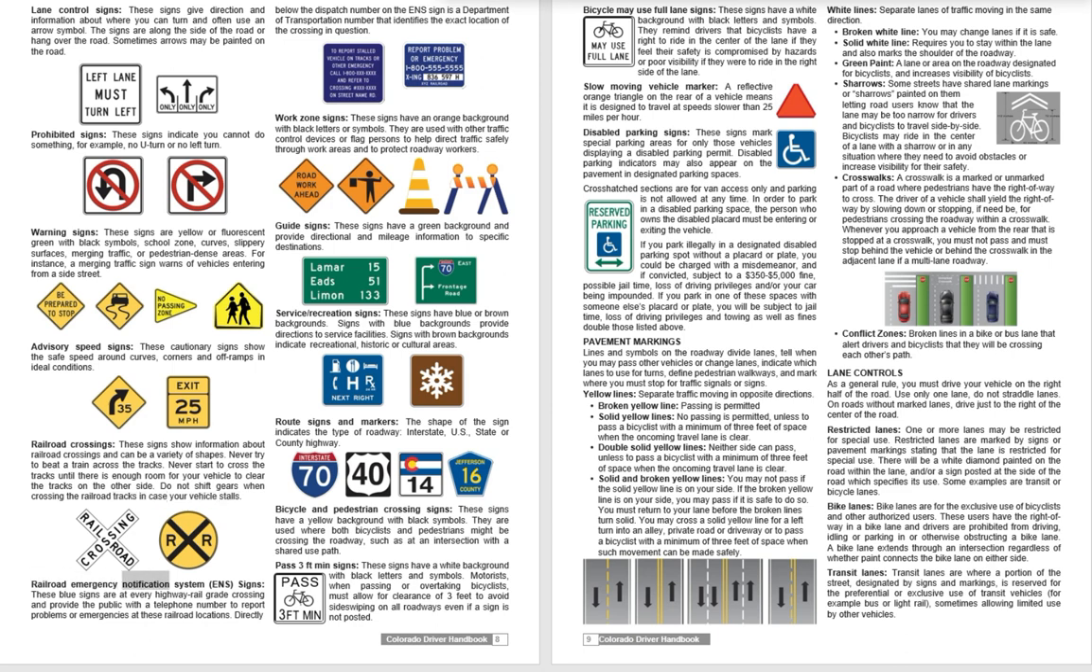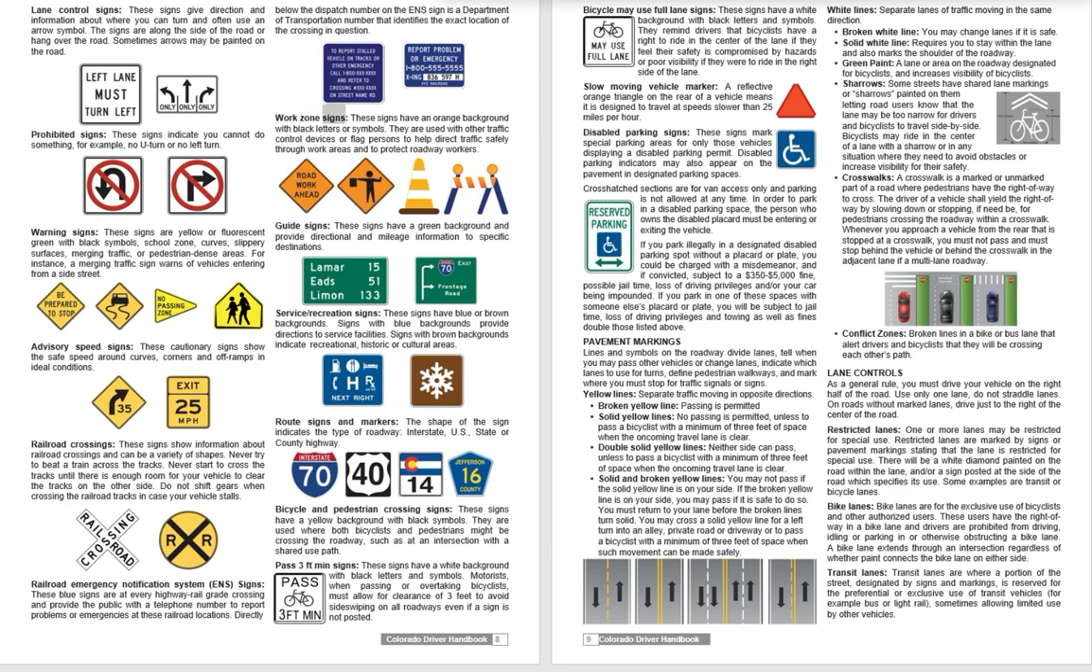Railroad Emergency Notification System, ENS, signs. These blue signs are at every highway rail grade crossing and provide the public with a telephone number to report problems or emergencies at these railroad locations. Directly below the dispatch number on the ENS sign is a Department of Transportation number that identifies the exact location of the crossing in question.